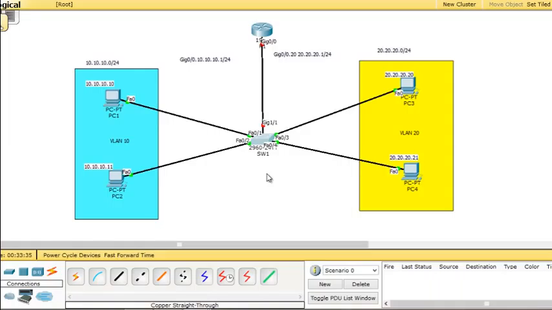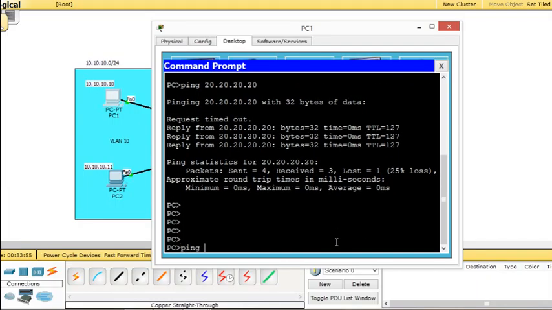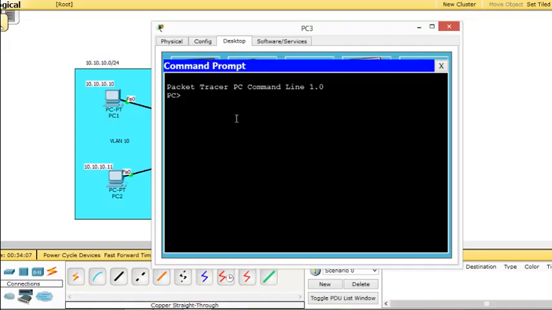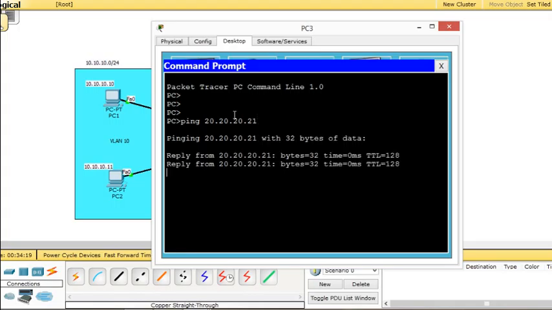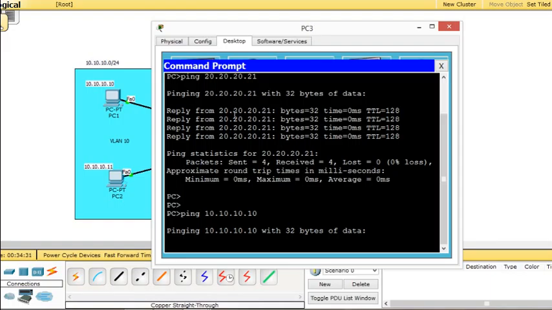As we have created VLANs and configured interfaces in these VLANs, now we can see that hosts in the same VLAN can communicate with each other. For example, the first host can ping the second host in the same VLAN, and the host in VLAN 20 can ping the second host in the same VLAN. But also now we can see that inter-VLAN routing does not work yet because we did not configure sub-interfaces on the router.